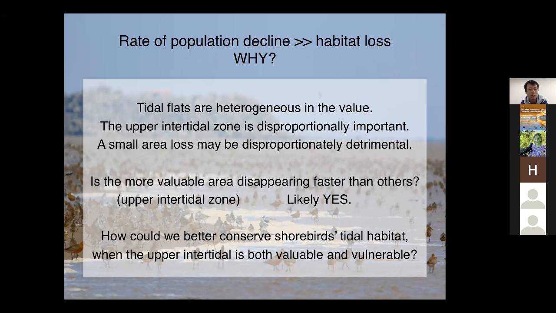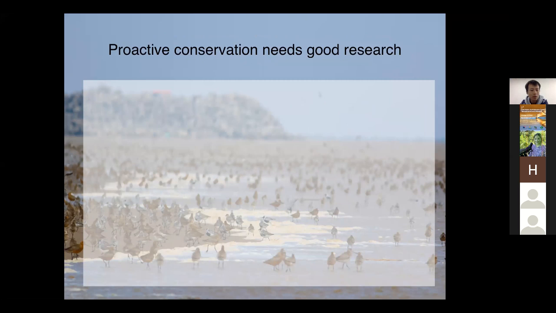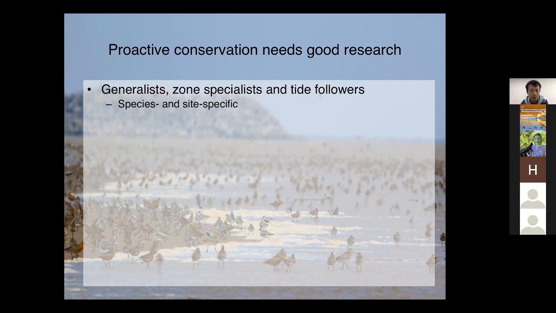And given these results, how should we better conserve the tidal flats for shorebirds? Well, simply speaking, effective and proactive conservation planning relies on a sound ecological understanding of the system. In this study, we showed that there were at least three different foraging types exhibited by shorebirds, namely generalists, upper zone specialists, and tide followers. We showed that these patterns are species and site-specific, so conservation planning should also be species and site-specific.